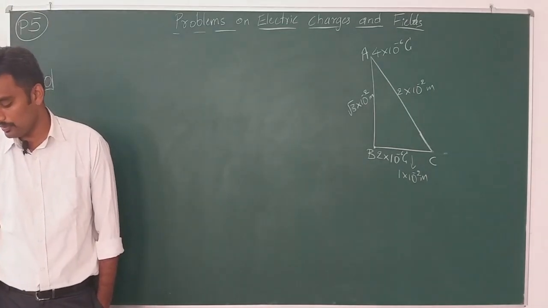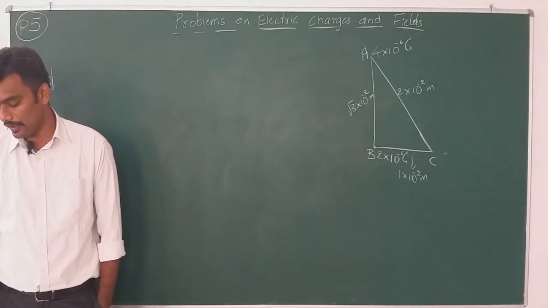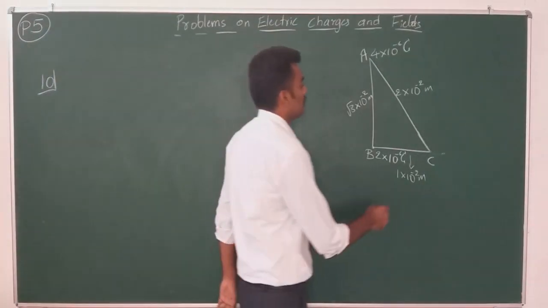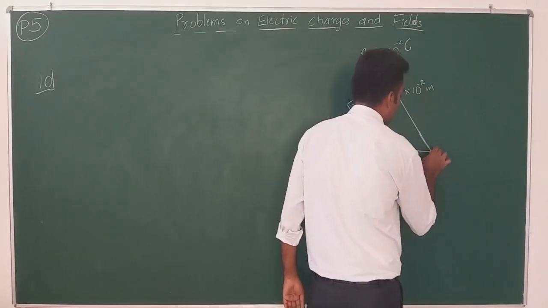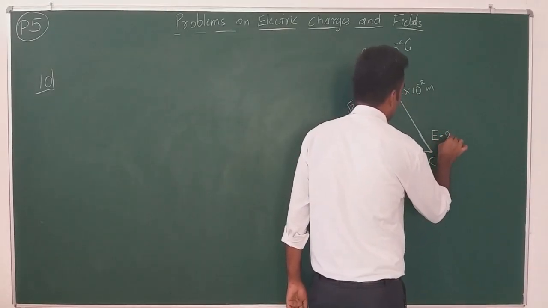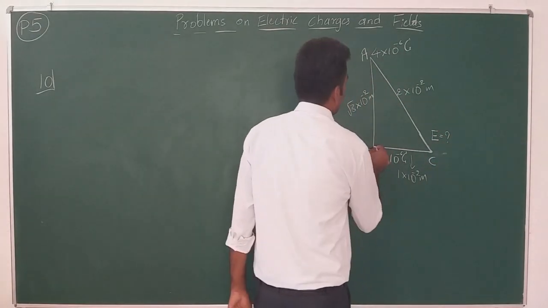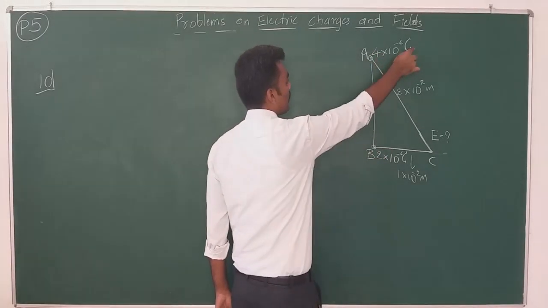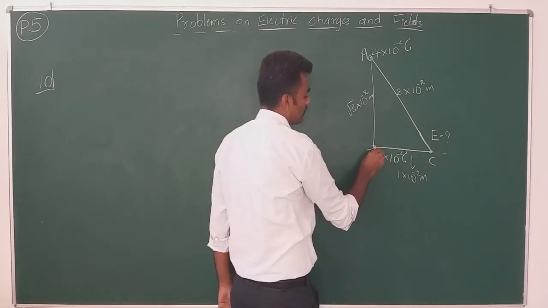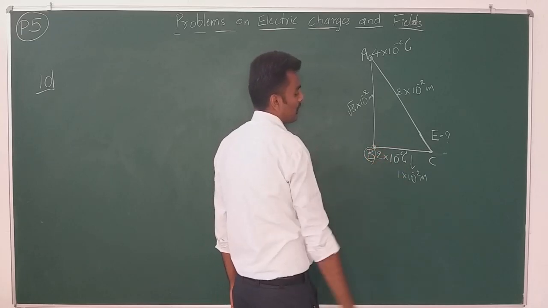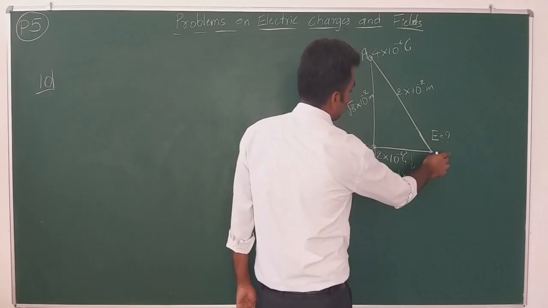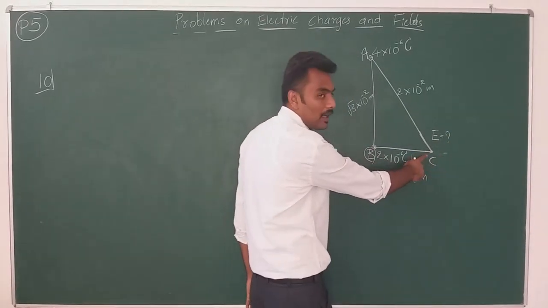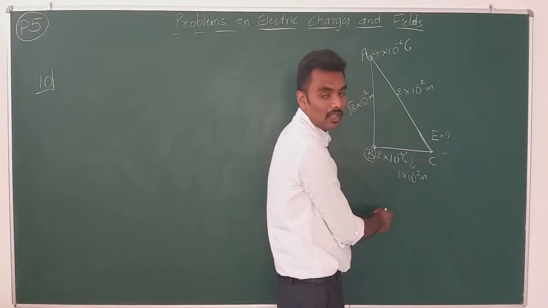Now, the actual question: find the magnitude and the direction of the resultant electric field at C. So, at the point C, we need to find the net electric field. There are 2 charges placed at A and B. At A, it is 4 into 10 to the power of minus 6 coulomb. At B, it is 2 into 10 to the power of minus 6 coulomb. C is just a point, there is no charge at this point, and the net electric field at C shall be found now.